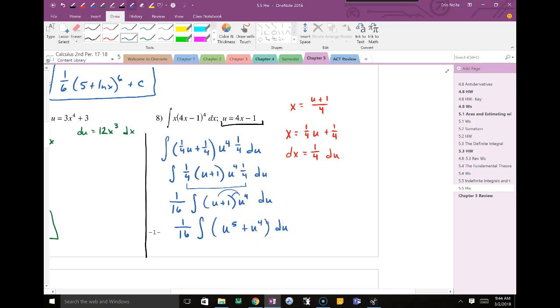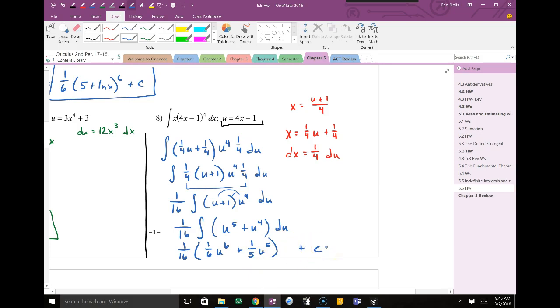Here it is again, that u to the fifth. I feel like this is on every one. Don't assume that all U-substitutions are u to the fifth. Okay, so integral of u to the fifth. Integral of u to the fourth. We have a plus c at the end.